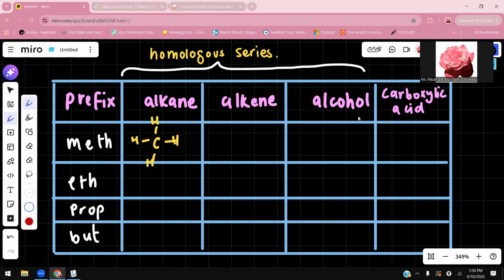The word eth means two. So two carbons. Carbon to carbon single bonds because we're dealing with alkanes. Remember, all alkanes have single bonds, carbon to carbon. And then we have hydrogens attached.